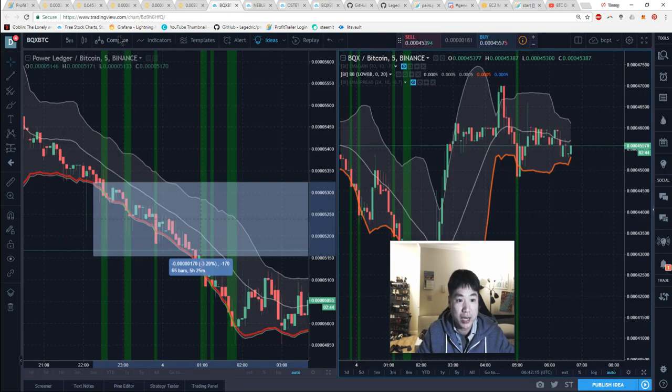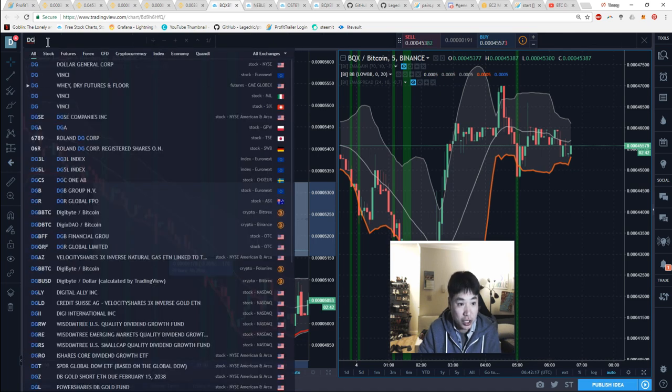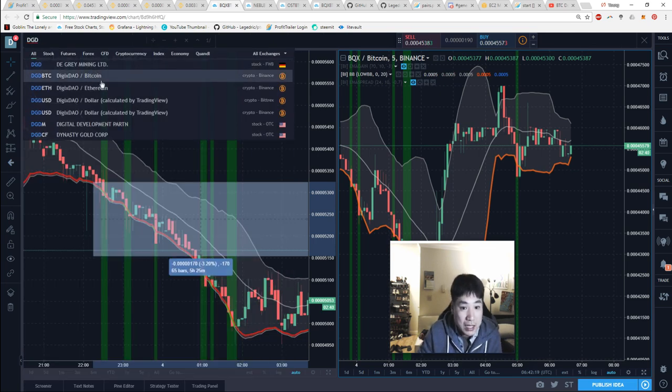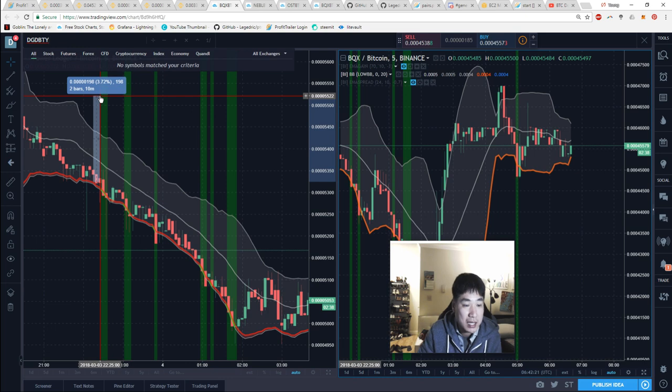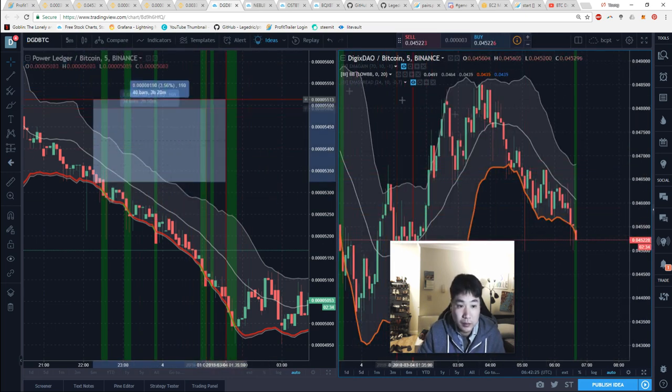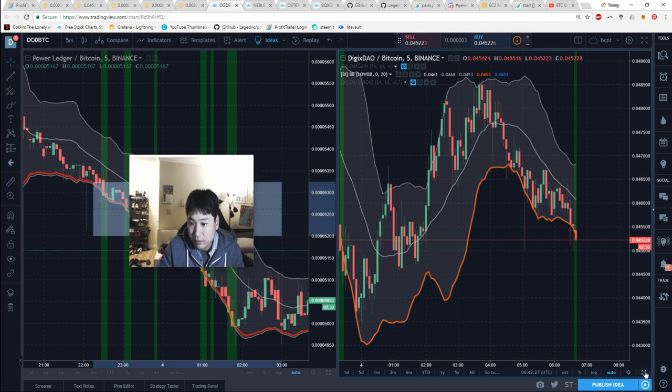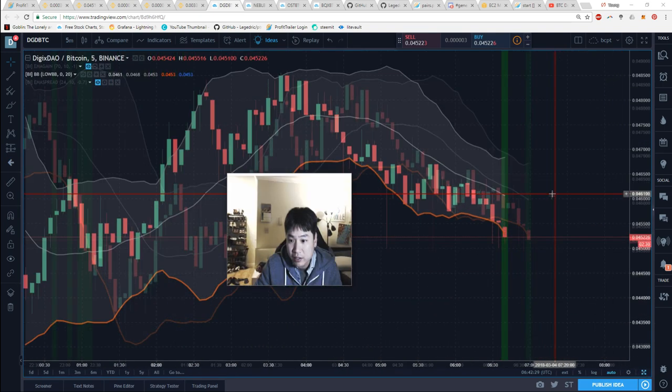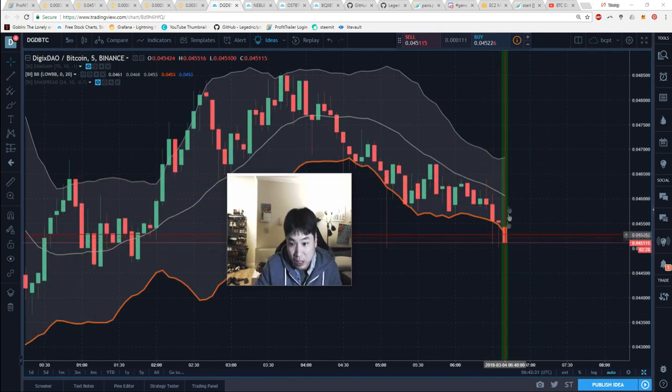So let's go ahead and track DGD right now. DGD, BTC Binance, and then there it is, Binance. Let's go ahead and full screen this. So there it is. You see that Bollinger Band I was talking about? This is a potential buy opportunity.